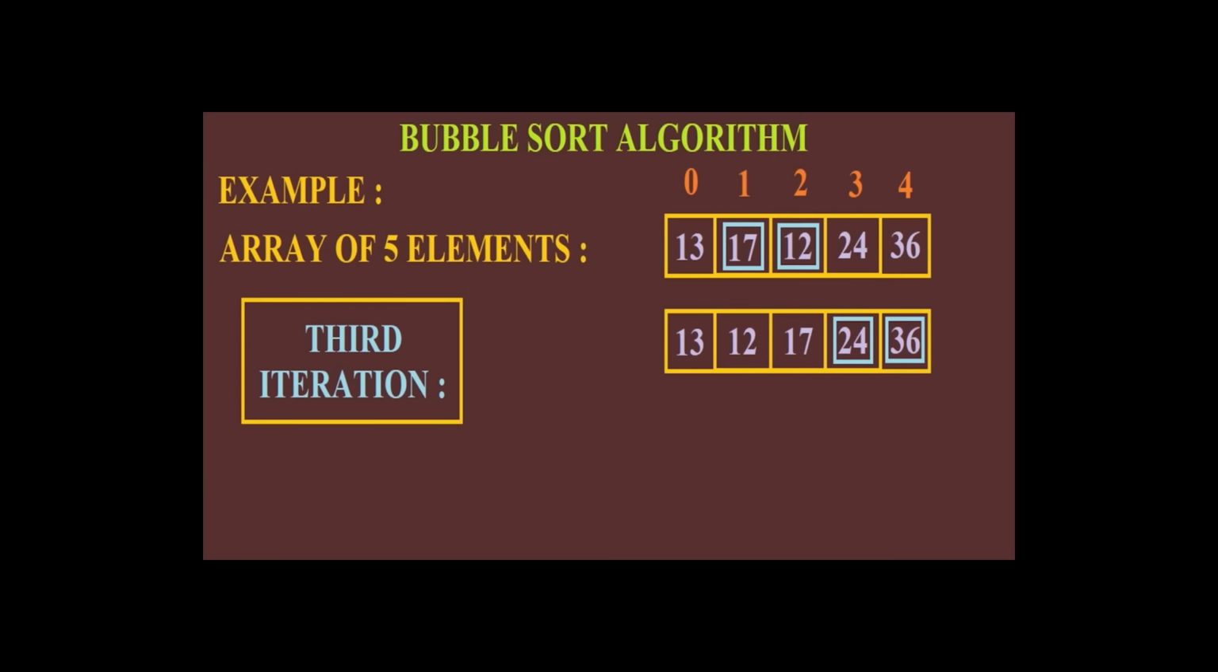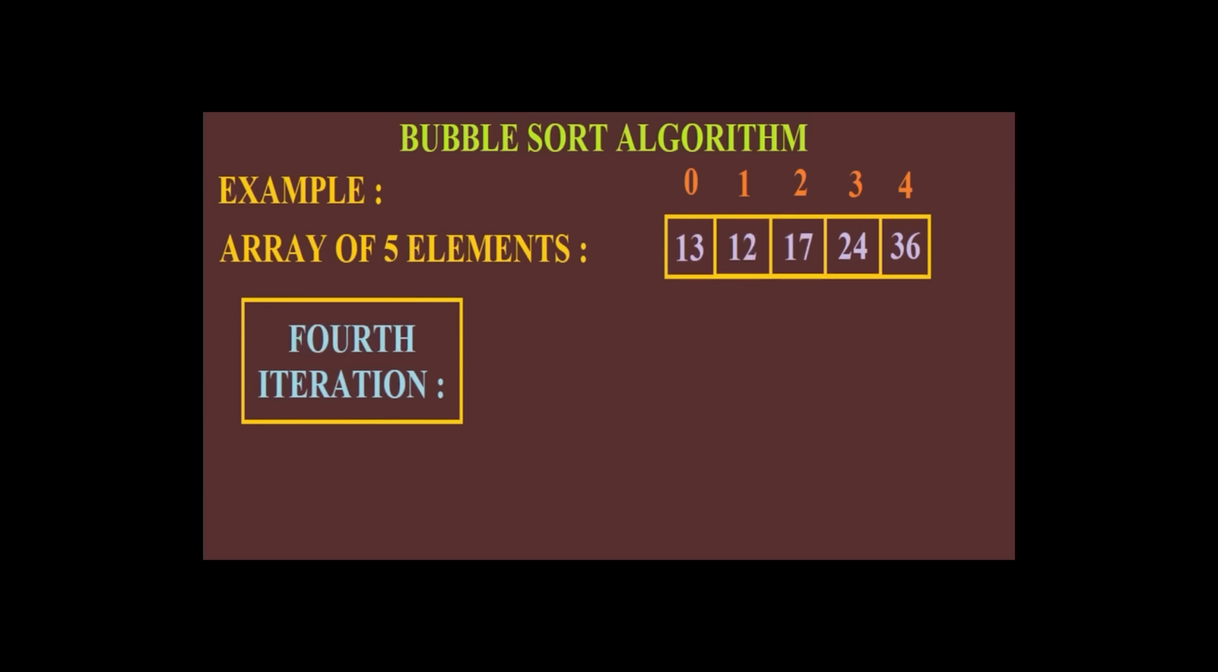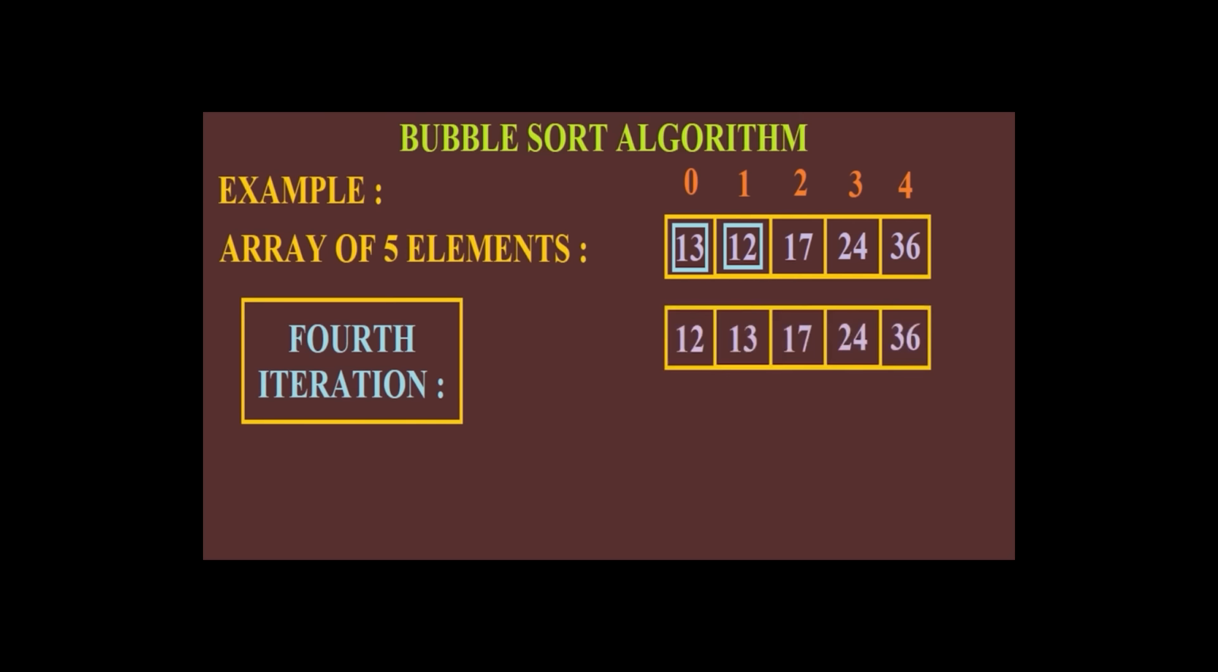So after third iteration, the array will look like this: 13, 12, 17, 24 and 36. In the fourth iteration, 13 will be compared with 12, and since it's greater than 12, both the elements will swap positions. In this way, after each iteration, the greatest element in the array gets bubbled up to its desired position.